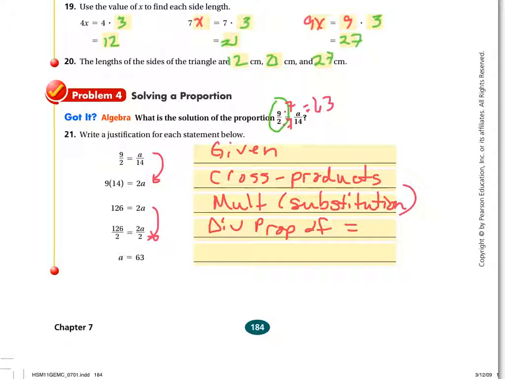And then finally, they actually did 2 things here, didn't they? They did 2 properties. What do they do? First of all, they went from the left to the right, didn't they? The 2a over 2 became a, but that went over to the left side. What property is it when we flip sides? Remember? The reflexive property. And then they actually divided both sides, right? So the first thing that they did was substitution. And then they did the reflexive property.